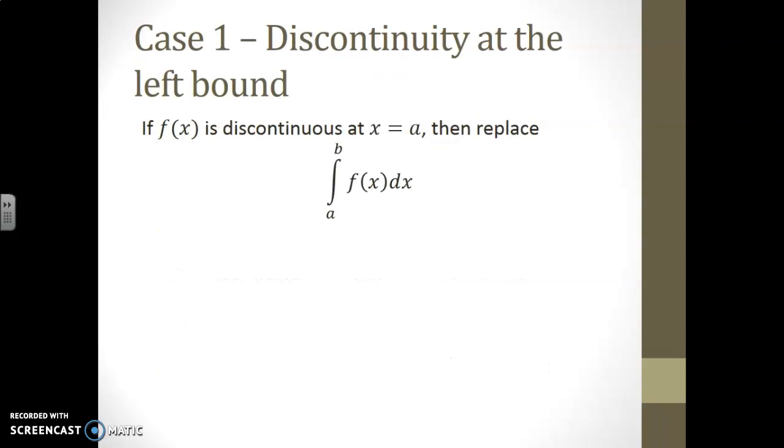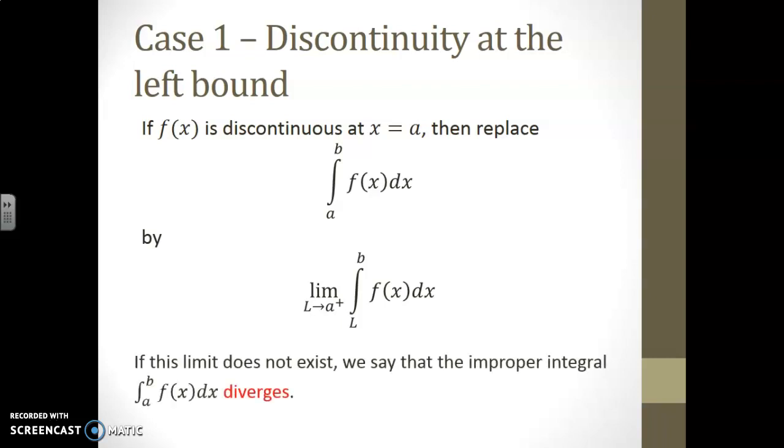In situation number 1, we'll look at discontinuities that occur at the left bound, so at x equals a. Now the strategy will be to replace the integral from a to b by a new integral from L to b. Therefore we are putting an artificial left bound that starts to the right of a, which guarantees the function stays continuous between L and b. And then we will move the boundary by a limit that brings L towards a from the right. If the limit does not exist, then the improper integral is said to diverge. If the integral converges to a number, then that would be the numerical answer.